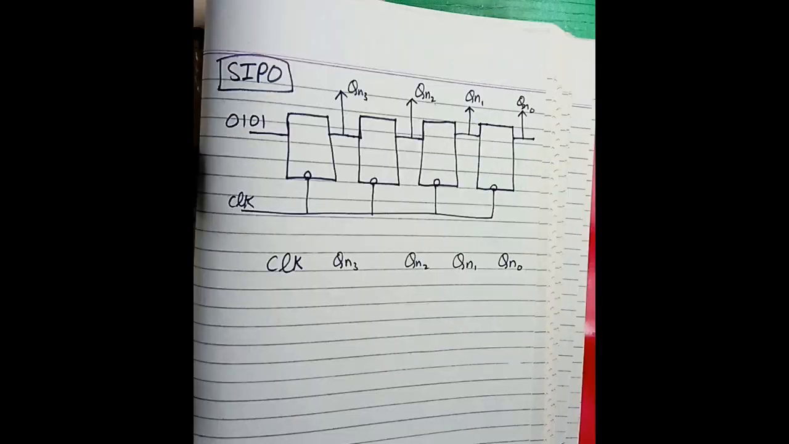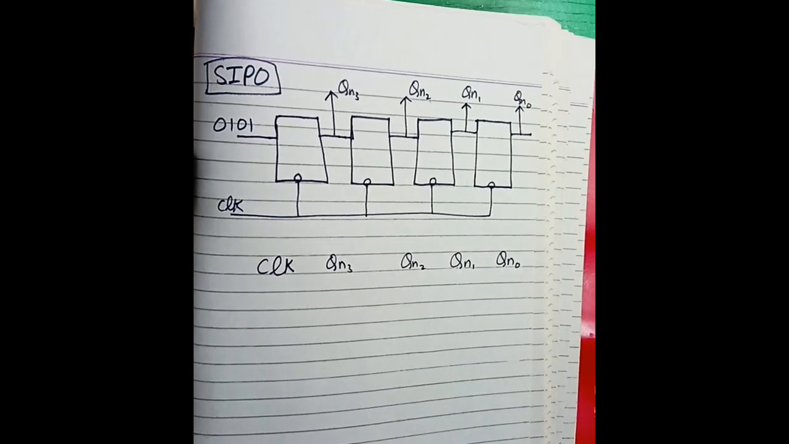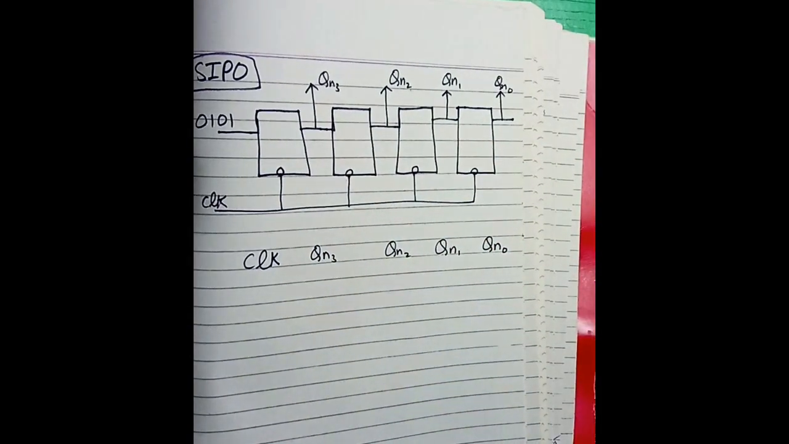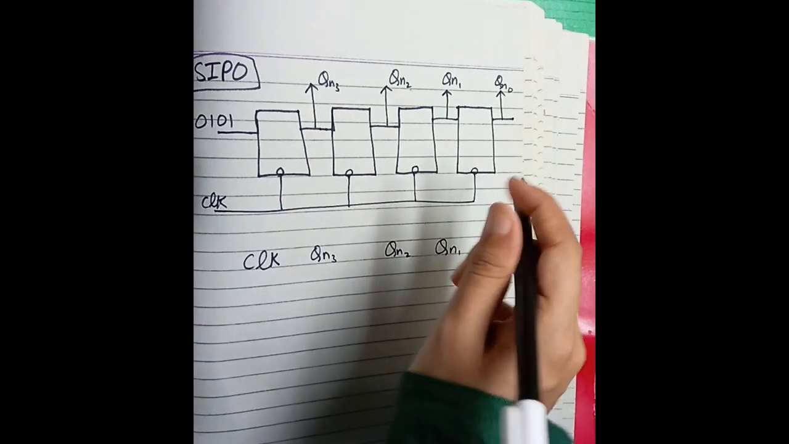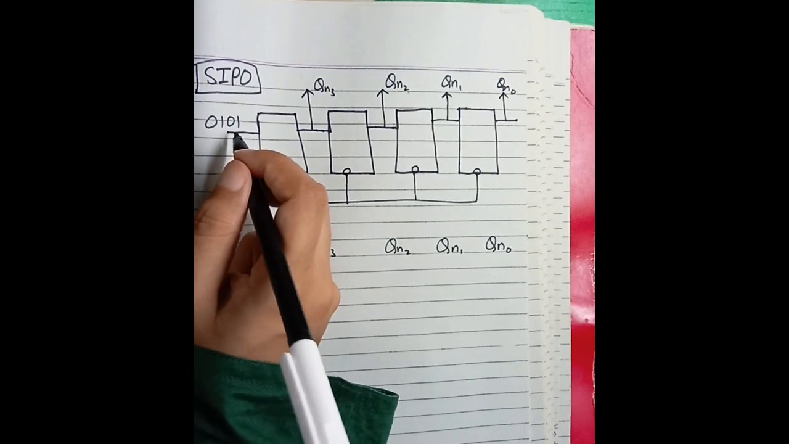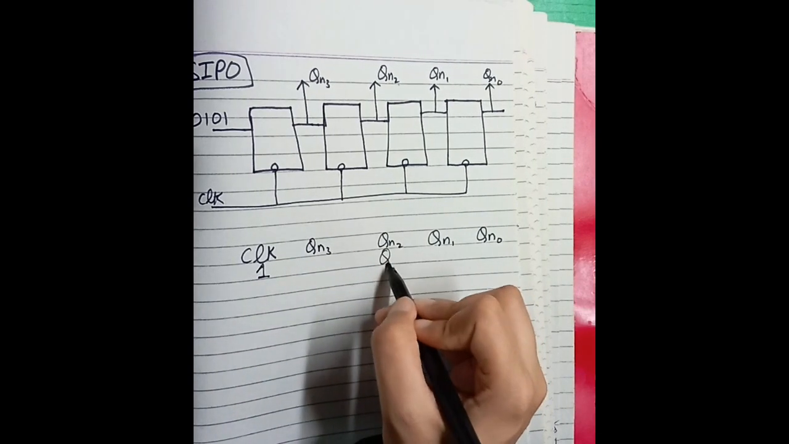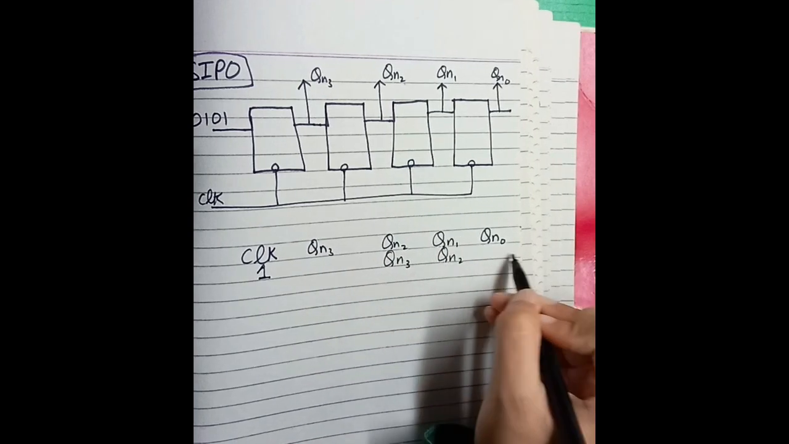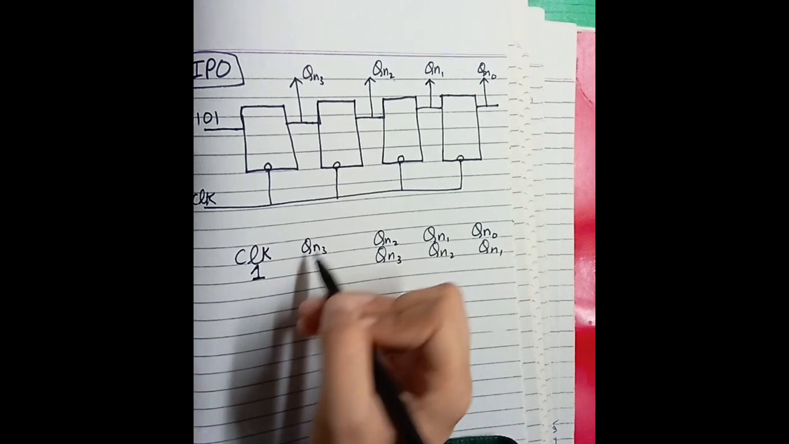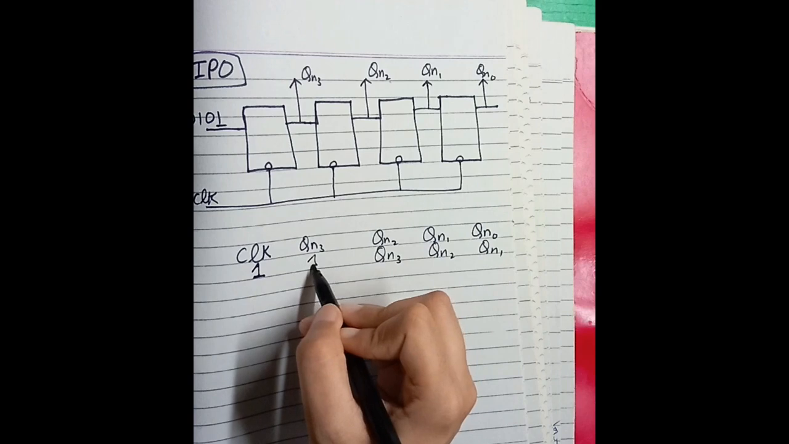Now we have the serial input parallel output register. In this register we have serial inputs but parallel outputs. For this we are taking our values 0, 1, 0, 1. As the clock is 1, Qn3 will move forward, Qn2 will move forward, Qn1 will move forward. Why? Because at the place of Qn3 on clock 1, as the clock is triggered, we get our first value at Qn3. So here we have 1.